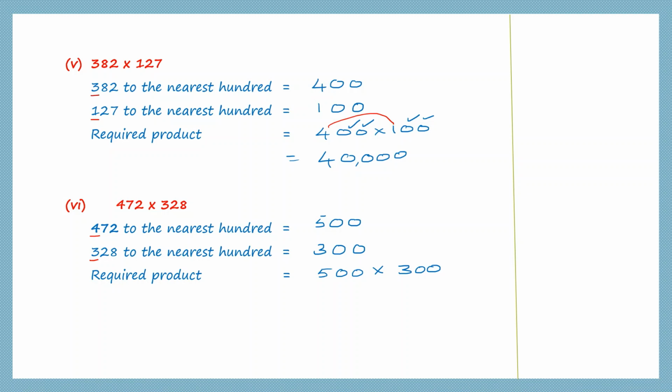So here first let's multiply 5 into 3. 5 threes are 15. Then count the zeros. 1, 2, 3, 4. There are 4 zeros. Place a comma in the right place. Ones, tens, hundreds, commas. Thousands, 10,000s, comma. So the required product is 1,50,000.